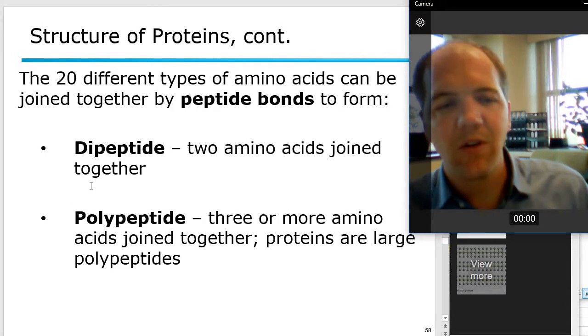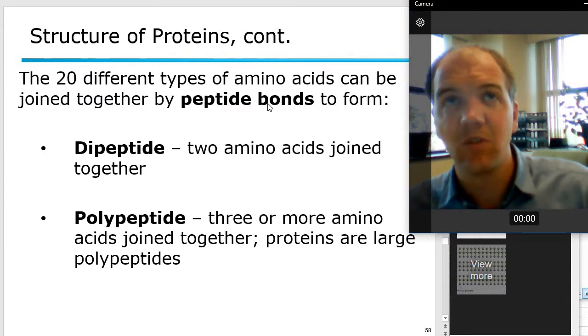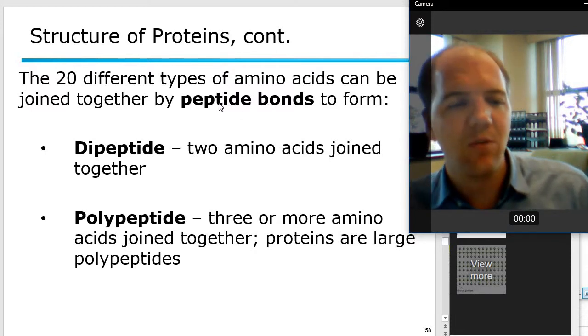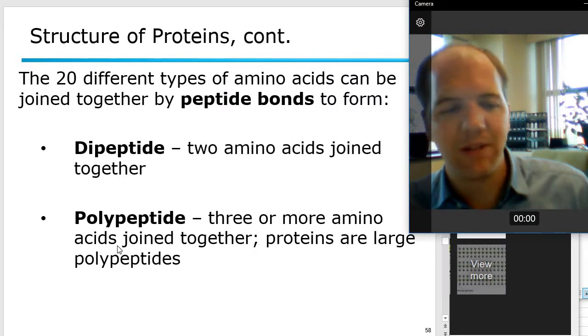If we take two amino acids and we bond them together, we form what's called a dipeptide. The reason we have this word peptide is because a peptide bond is a special name given to a covalent bond between amino acids. They call it a peptide bond. So if you take two amino acids and bind them together with a peptide bond, they call that a dipeptide. If you add even more together, we call that a polypeptide.